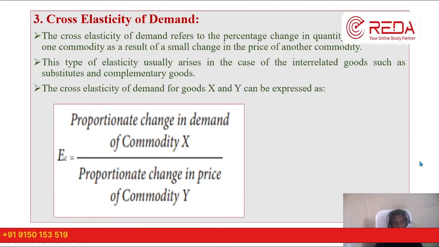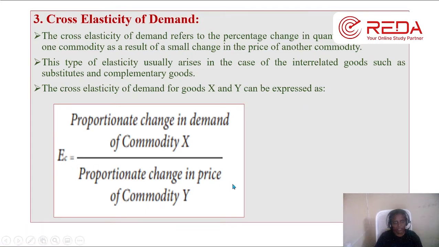So which we call income elasticity of demand. The next one is cross elasticity of demand. Cross elasticity of demand, here you see, refers to the percentage change in quantity demanded for one commodity as a result of a small change in the price level of the other commodity. You can write this concept in this form, that is E_C, where C is nothing but cross. E is the elasticity.